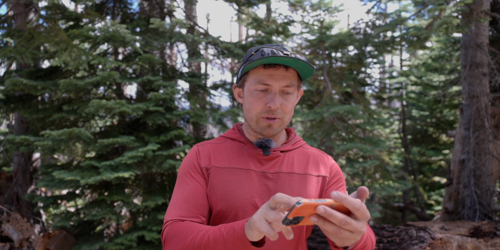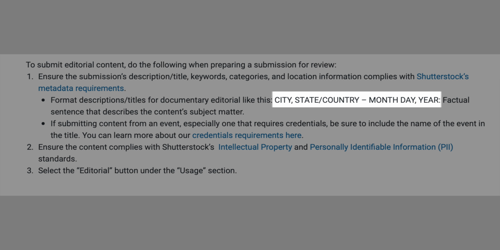Editorial captions. I got a lot of people asking me for a little bit of help with editorial captions. I've always used Shutterstock editorial captions for every agency out there. And it's very simple, kinda, if you follow the format. So they want you to do your city, comma, state or country, dash, month, day, comma, year, dot, dot, and then a sentence describing what's happening in the event.